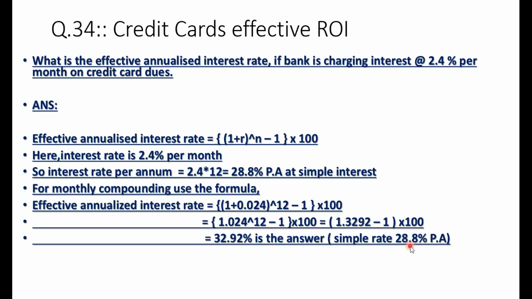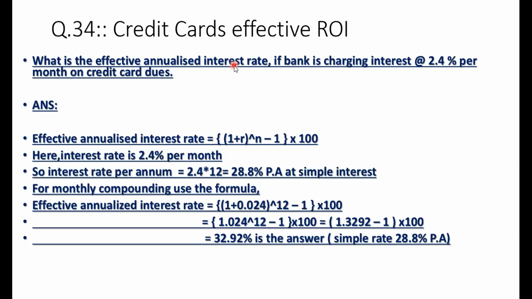Simple means 28.8. What is 28.8? 2.4 per month, 12 months, means 28.8. So because of the monthly compounding, the overall return charged by the credit card issuing bank will be 32.92 overall interest. They would simply tell 2.4. But sometimes some companies announce 1.8 also. If you remember the same formula, they will ask one question.